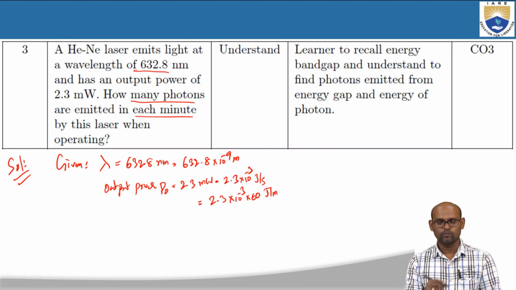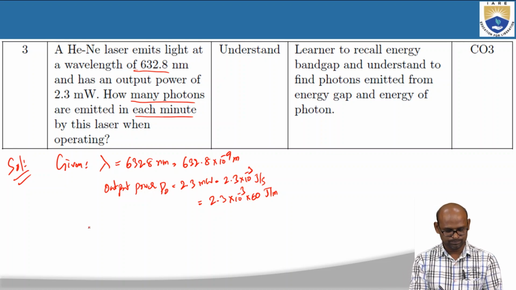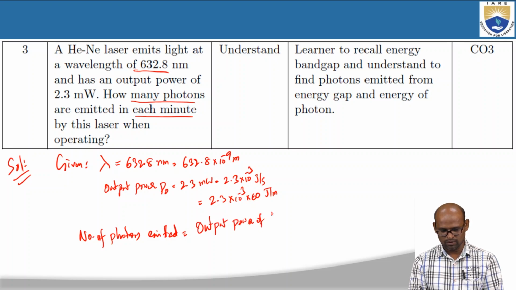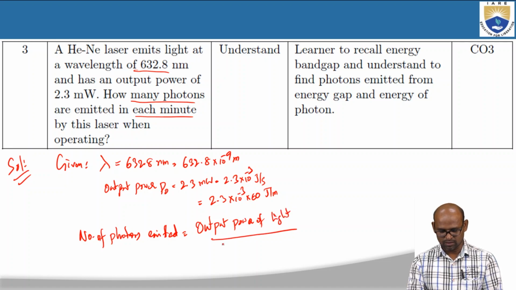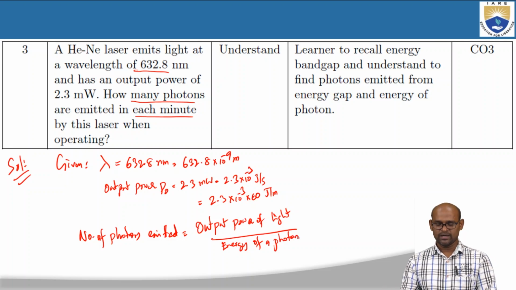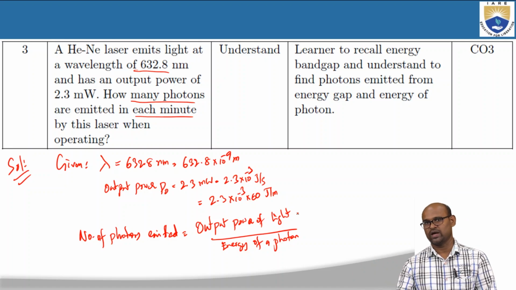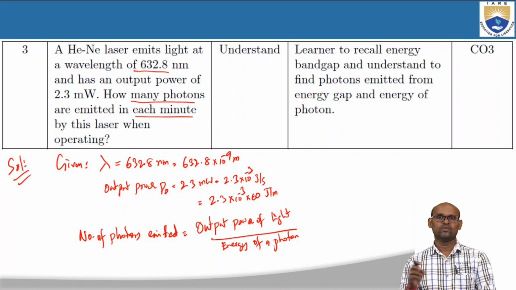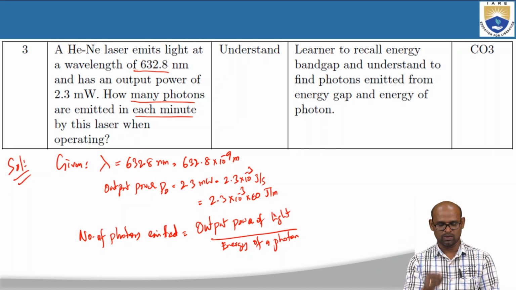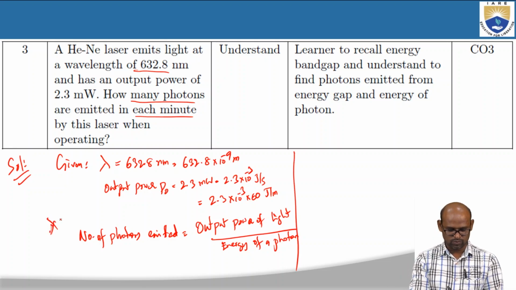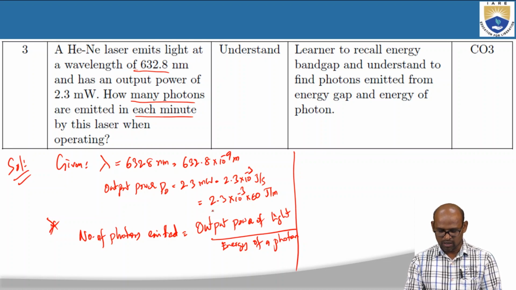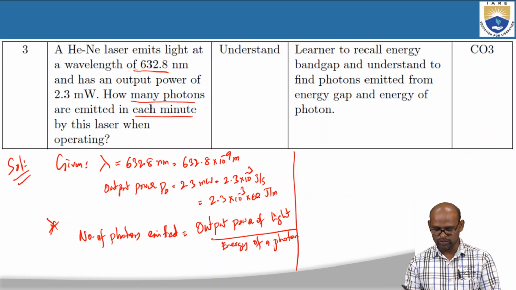To calculate the number of photons emitted per minute, first we need to know the number of photons emitted. The number of photons emitted is equal to the total output power of light divided by the energy of each photon. Because light is made up of photons, we take how much output we are getting and the energy of each photon, and then we get the total number of photons emitted. Now we need to calculate the energy of a photon.